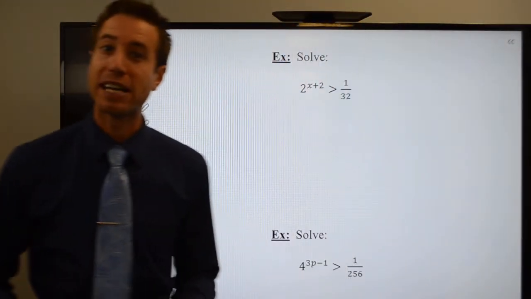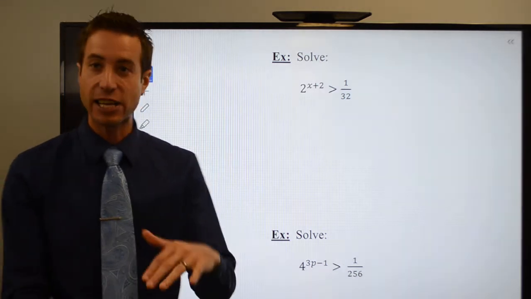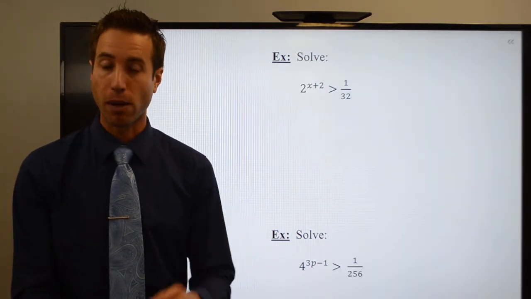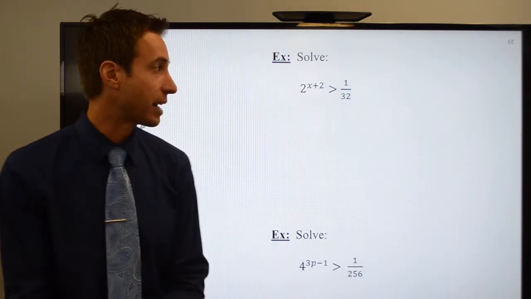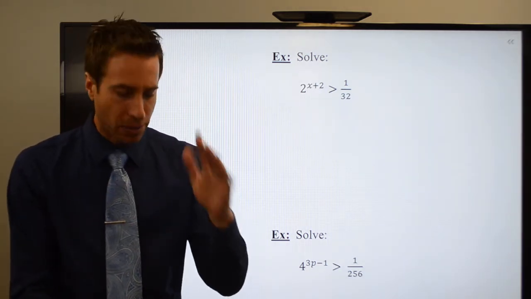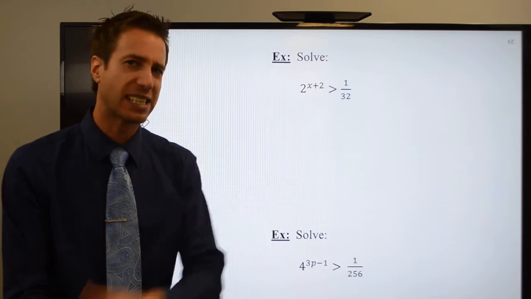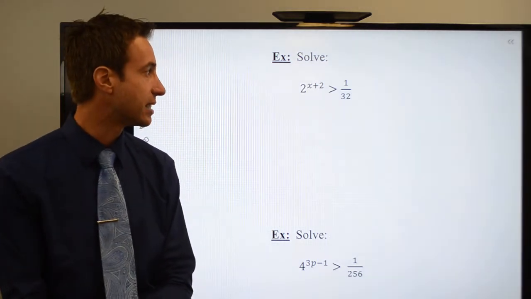Alright guys, welcome to this page of the notes, and what we're going to do is we'll just continue with a couple more example problems of solving exponential inequalities. So let's just jump right into it. Again, if you're working ahead, please feel free to do so. If you feel comfortable with these, come on back and check your answers once you get done.